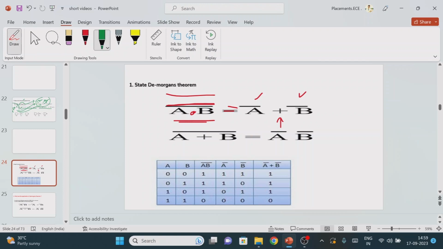So what is theorem 2? The complement of the sum of the variables is equal to the product of the individual complements of the variables. This is called De Morgan's second theorem. So here we can write (A into B) whole bar equal to A bar plus B bar. It means we are going to convert this product term into the sum term.